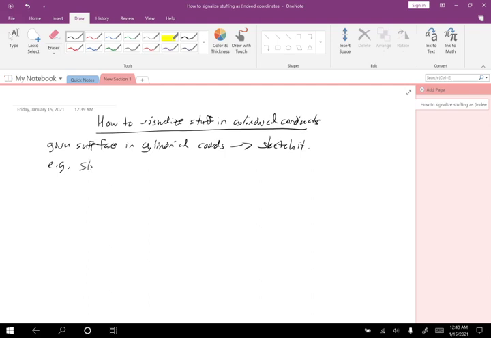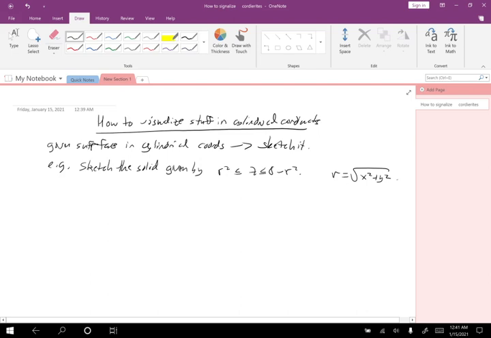Sketch the solid given by, let's say, r squared less than z less than 8 minus r squared. And r here, of course, is x squared plus y squared. But I think the smarter way to think about this is not with Cartesian. Just think about it as cylindrical. I'm going to give you a couple of steps to do this.